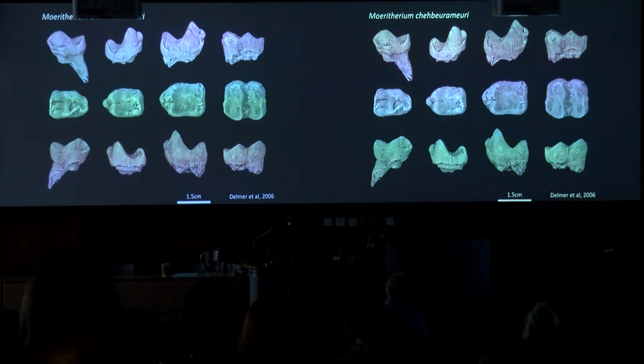Now, Moeritherium chebarameri is the most recently named species, and this is actually only known from isolated teeth. When this was named, it was thought of as being quite unusual, slightly more primitive than the others, because it's much smaller for a start, and it also appears to have semi-lophodont dentition instead of the bunodont dentition known from other Moeritherium species. And what that means is you can't see the individual cusps very well. You have this kind of loaf that transverses.